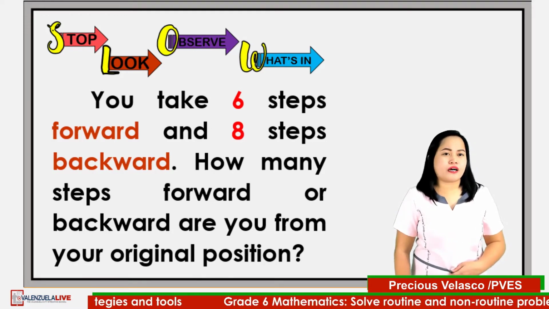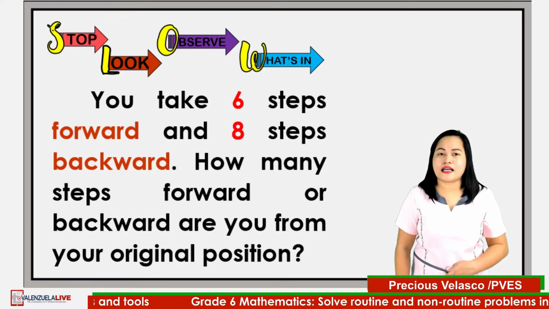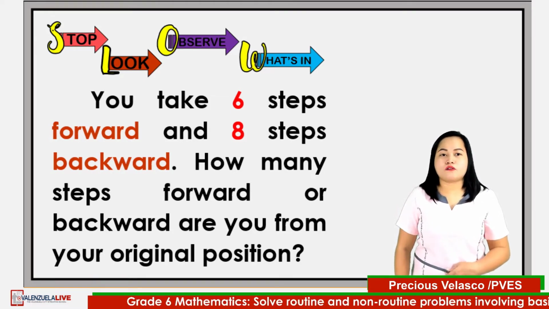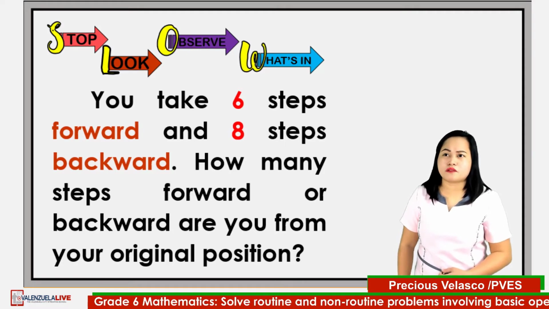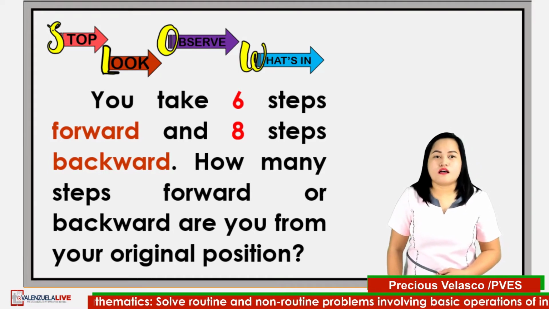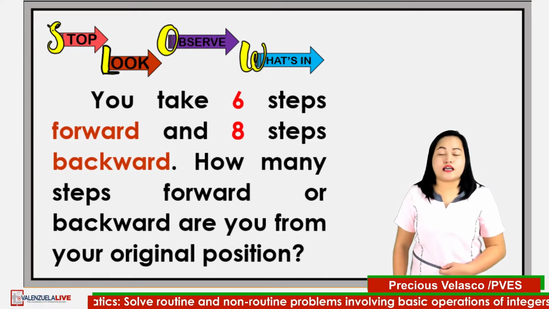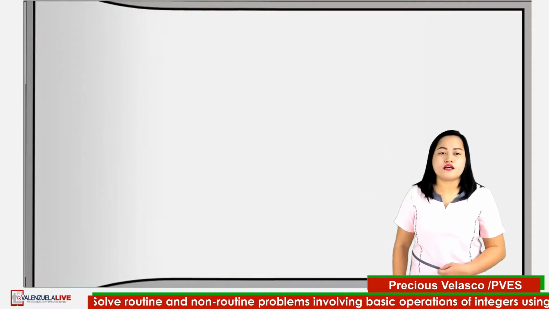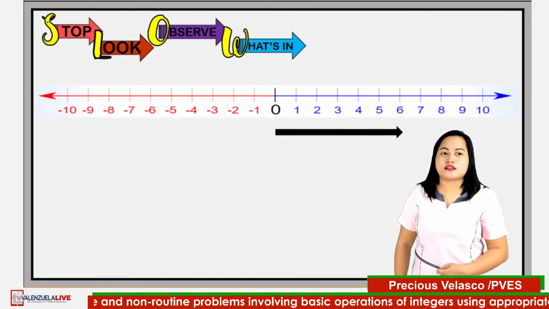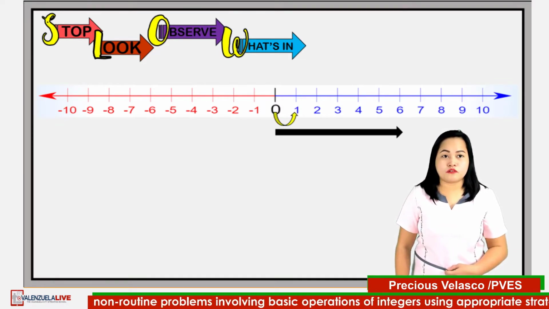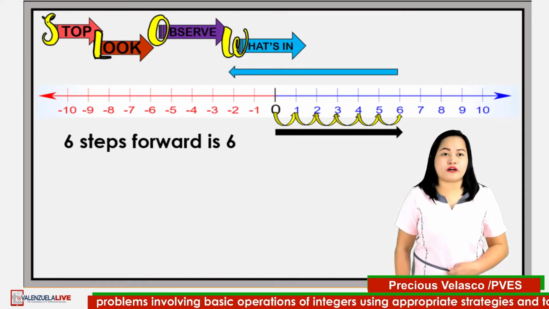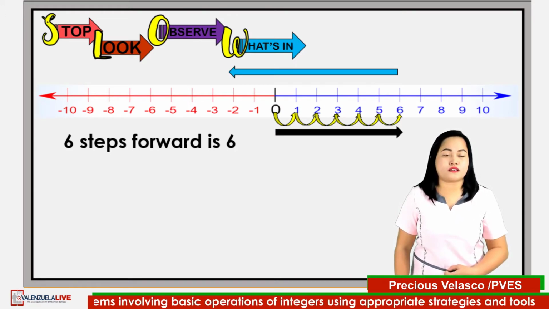Well, in this one, I think I'm going to use a number line to show, or for you to visualize, how to answer this problem. Aside from the number line, you can also use other tools or other strategies in answering this. Okay, so we have the number line. It says you are going to move 6 steps forward. So when we say 6 steps forward, it's equivalent to positive 6.